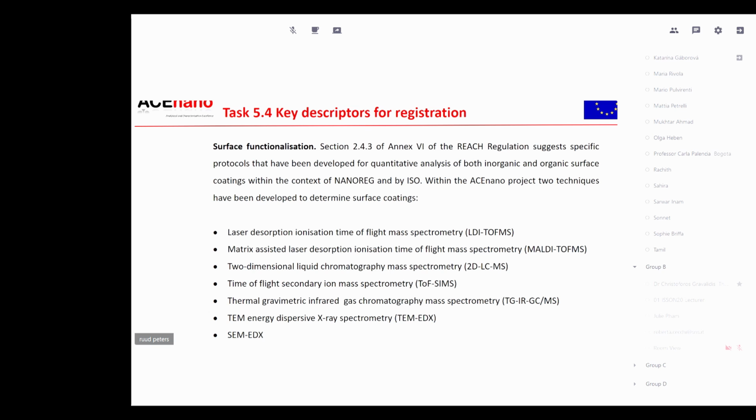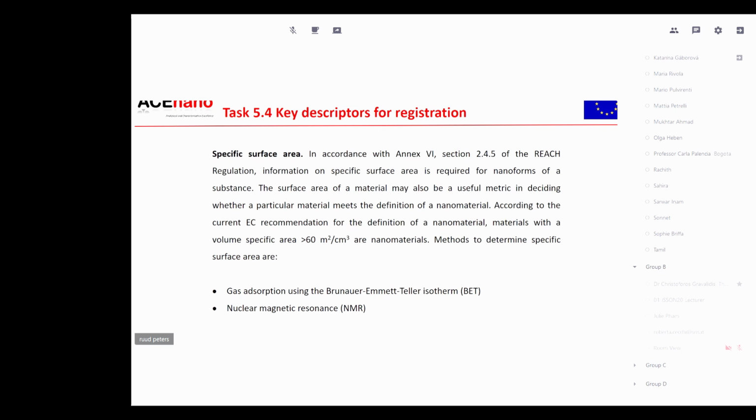The last key descriptor for registration is specific surface area, which has to be determined. The surface area is measured as the total surface area of the substance, including both the internal and external surface of the substance. And the information can represent the total surface area based on mass unit, or it can be based on volume unit. And as you can see here, this specific surface area is also being used to determine whether a material is a nanomaterial or not, which is the case if the volume specific surface area is larger than 60 square meters per cubic centimeter of a nanomaterial.